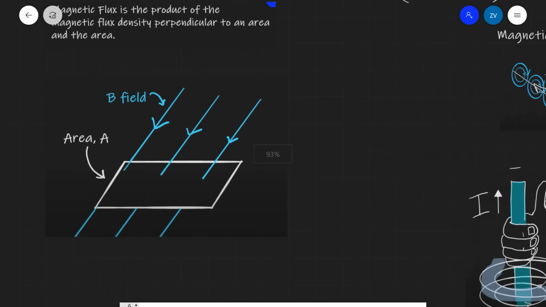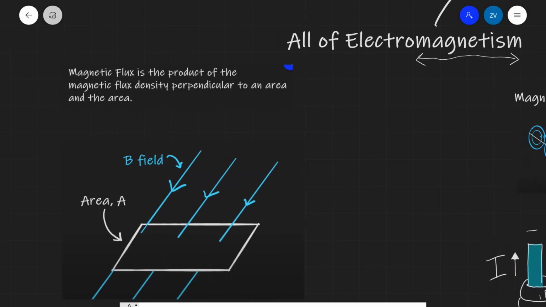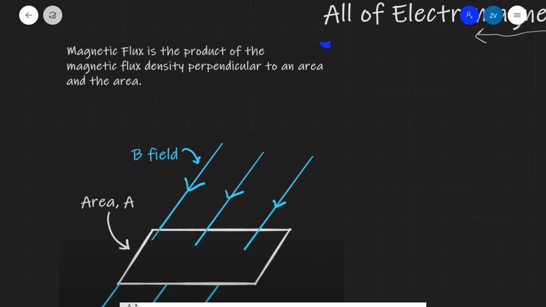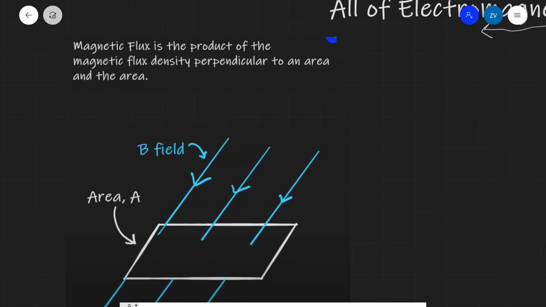Okay, next up for revision is magnetic flux. Now, magnetic flux is the product of the magnetic flux density perpendicular to an area and the area itself. So remember, magnetic flux density, I'm just going to underline that here, this quantity is just B. So what we need to find is the component of the magnetic flux density perpendicular to an area.